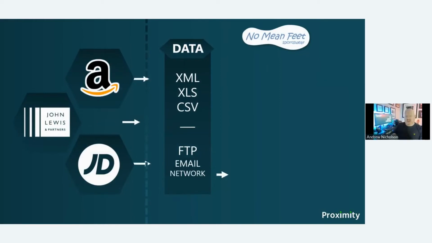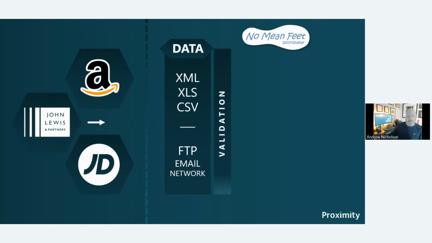Let's take a quick look at such an example in action. Here, No Mean Feet Sportswear are receiving electronic orders from their two big customers, John Lewis and Sports Online, plus their Amazon store. Now, these two, John Lewis and JD, being the big customers, they dictate how they're going to send the files to you and how they're going to be sent. But that's not a problem for No Mean Feet, as they're using iRoute to act as the conduit between the external data sources and their IBM i Enterprise.